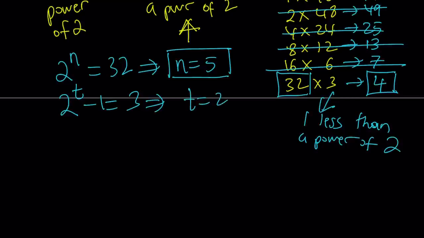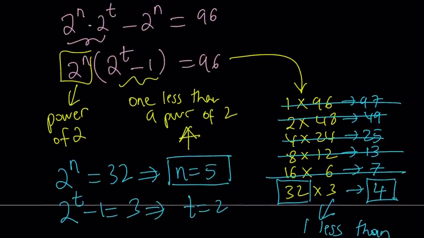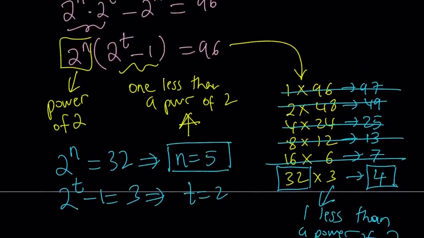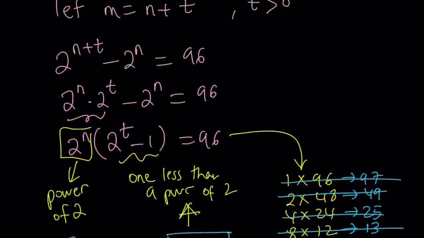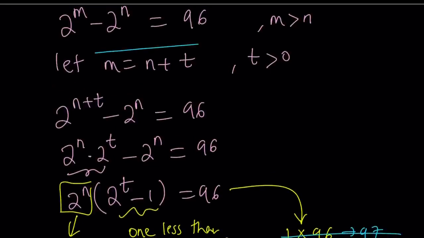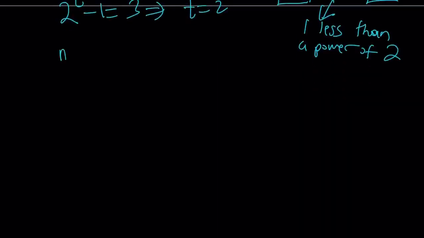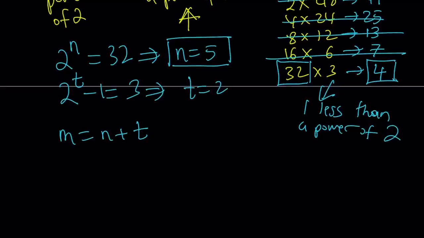But remember, our goal is not to find t, because t is just kind of like a dummy variable, right? Well, all of these are dummy variables, but anyways. t equals 2 means what? Let's go back and see what t means. Well, we assumed that m equals n plus t. We just found out that n equals 5 and t equals 2. Awesome. This just means that m is equal to 7.